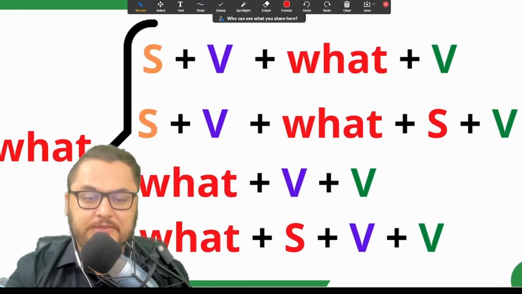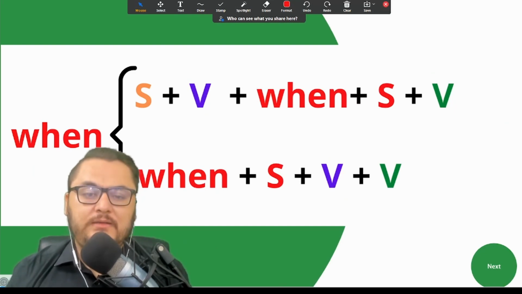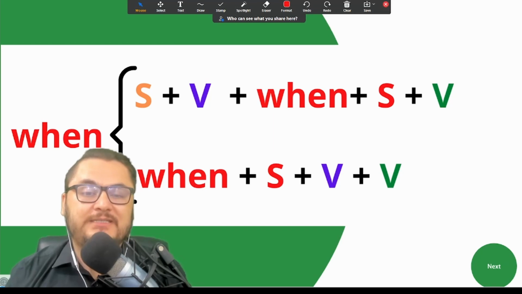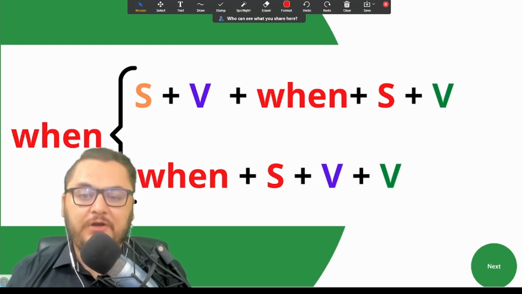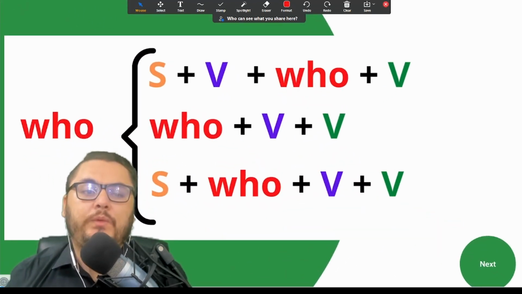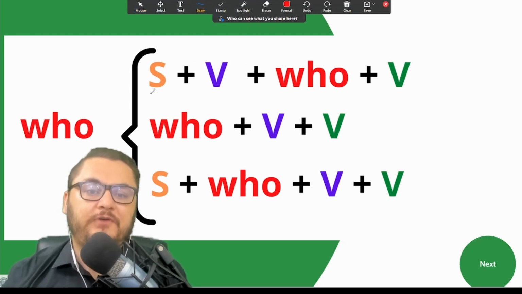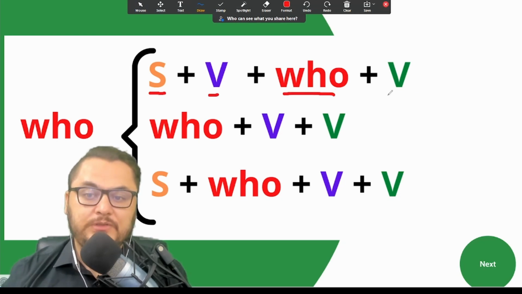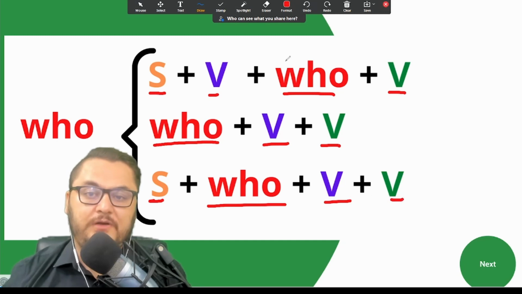So let's see. This is the second, and that is when. So remember, when it is in the middle, it should be like subject, verb, then when, then subject and verb. Then you have when, subject, verb, and verb. Please write it down for now. Then we have who, the connector who, which is used here in the middle, and the formula is subject, verb, who, verb, who, two verbs, or subject, who, verb, and verb.